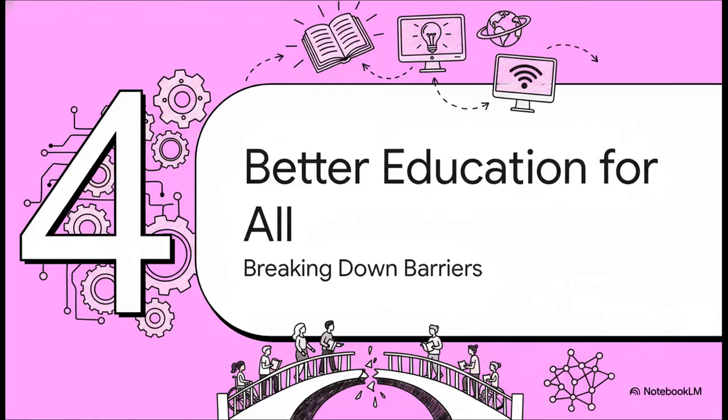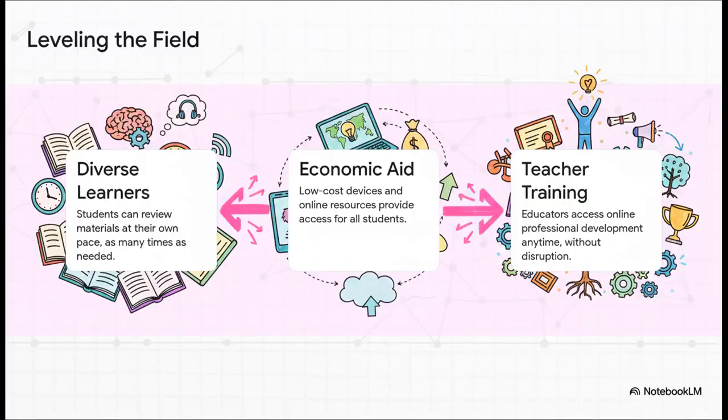And this all leads to a really, really huge point. Maybe the most powerful thing about ICT is its ability to just tear down barriers. It's about making a quality education accessible to absolutely everyone. Let's think about what that really means. Say you have a student who needs a little more time to grasp a concept. Well, now they can review the material as many times as they need to, on their own time.